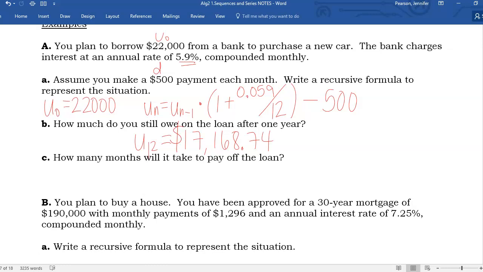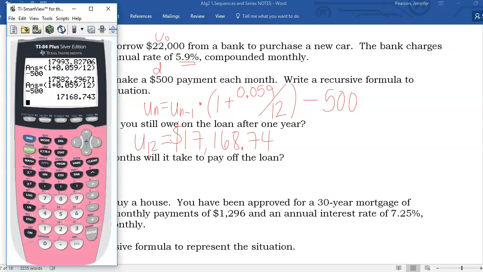How many months will it take to pay off the loan? Okay, so paying off the loan means we want the balance to be 0. So we're going to count how many more enters until we get to 0. And we probably won't see exactly 0, but we're going to go to our first negative value because it's the first one past 0. So that was 12 months, aka 1 year, 12, 13, 14, 15, 16, 17, 18, 19, 20, 21, 22, 23, 24. So I'm at 2 years of payments right now.